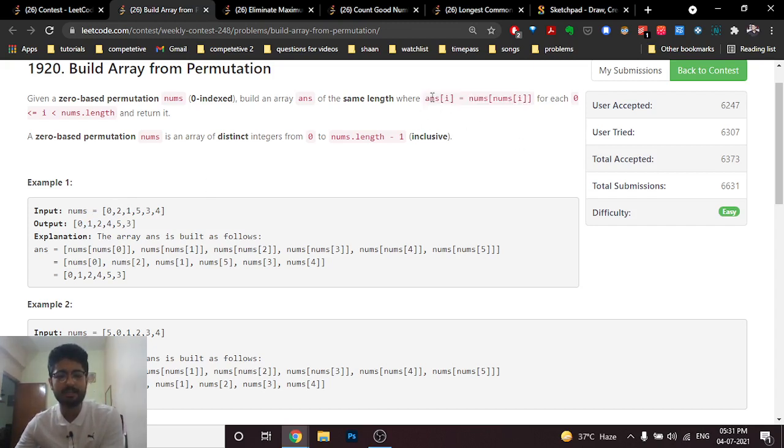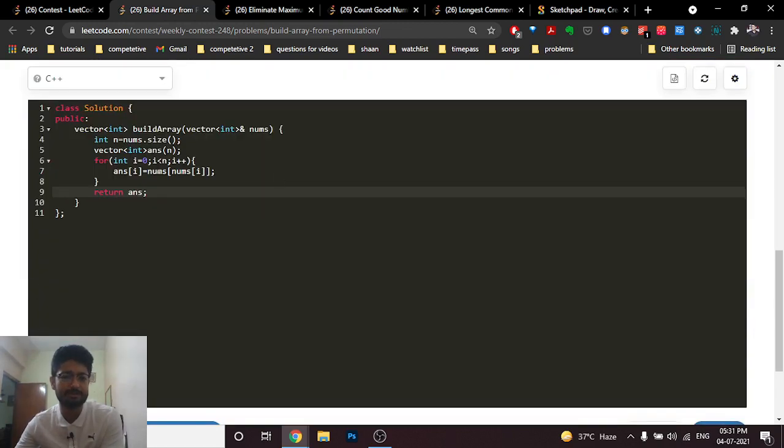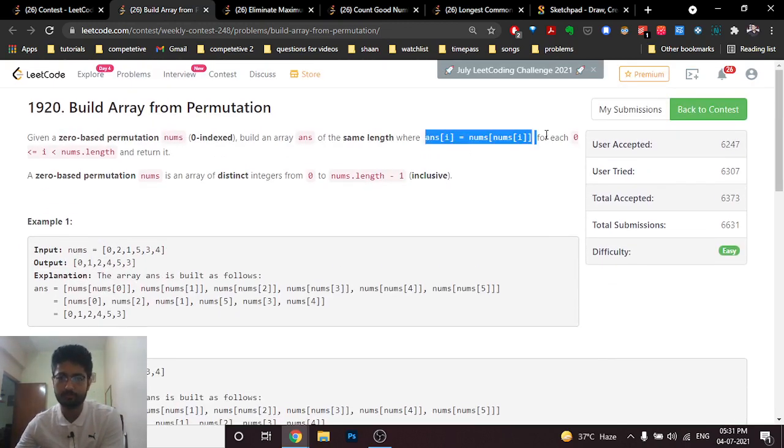What you can do here is answer of I is equal to nums of I, and that's the whole problem itself. So you don't have to do anything else, just make another vector of answer of size n and iterate over all the indexes from left to right, and answer of I is equal to nums of I, and answer is this. It's not too difficult, just use this formula, because that's the only logic you have to implement.